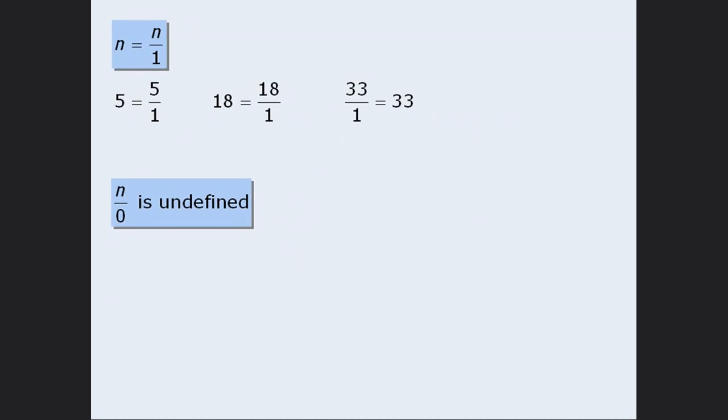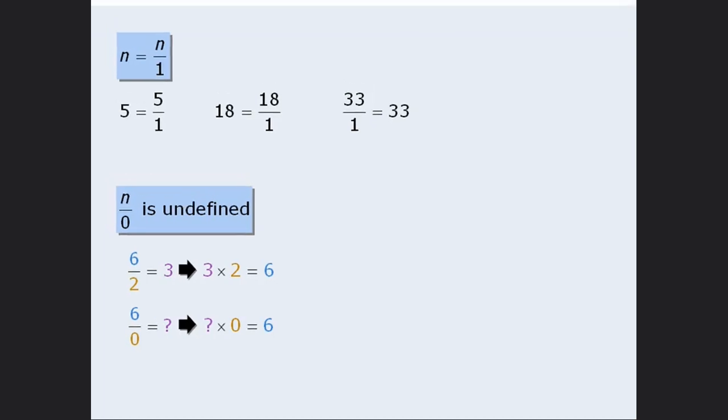Another way to look at this is to consider the following example. When we take 6 and divide it by 2, we get 3. This also means that when we multiply 3 by 2, we get back to 6. So, if we want 6 over 0 to have some value, then it must also be the case that when we multiply that value by 0, we get back to 6. Since it's impossible to have such a number, we simply say that any number n over 0 is undefined.